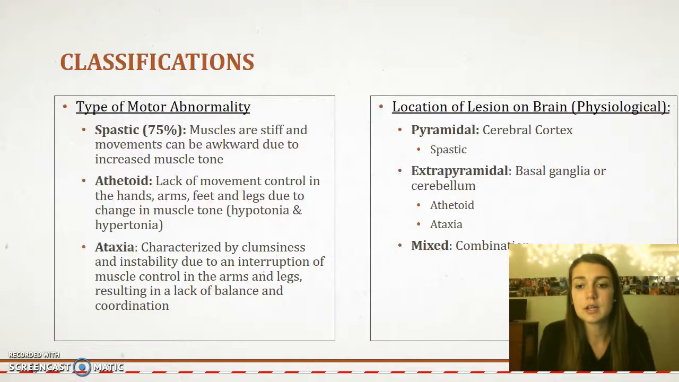The next way to characterize CP is the location of the lesion on the brain. So the pyramidal lesion is a lesion on the cerebral cortex, and this directly relates to spastic CP. Extrapyramidal is the basal ganglia or the cerebellum, and this is respective to athetoid and ataxia CP. And then you can have a mixed, which is a combination.